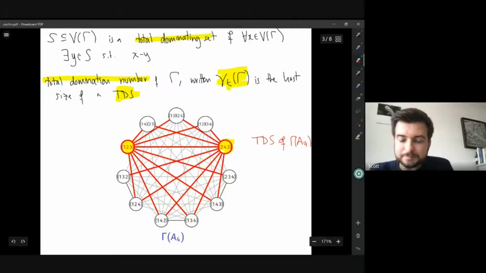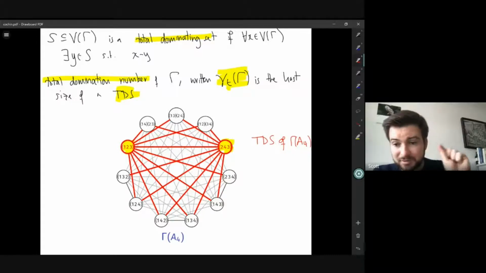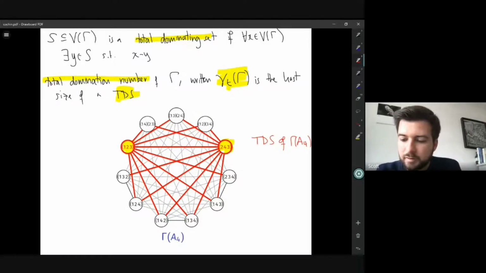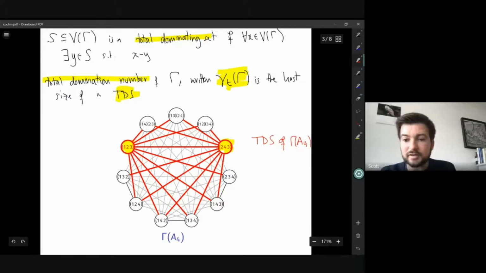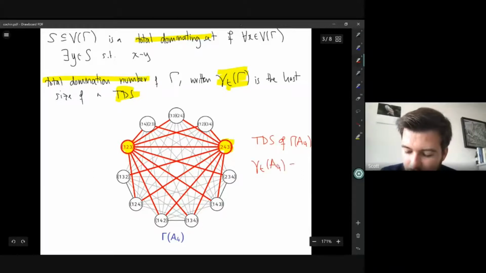And in fact, you're never going to be able to find a total dominating set of size 1, because the definition would force that element to be adjacent to itself. Every element, including itself, is adjacent to it. And that's impossible. This graph has no loops, and it will be impossible in all non-cyclic groups. So the total domination number is at least 2. And in fact, it's exactly 2 in this case. So the total domination number of A4 is 2.